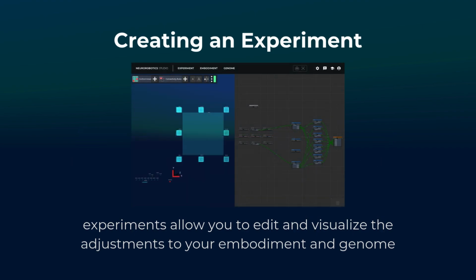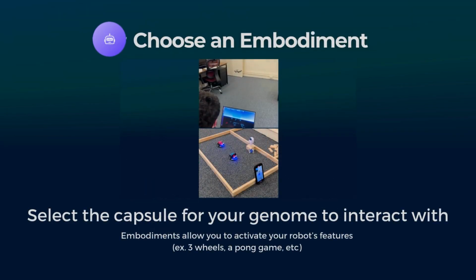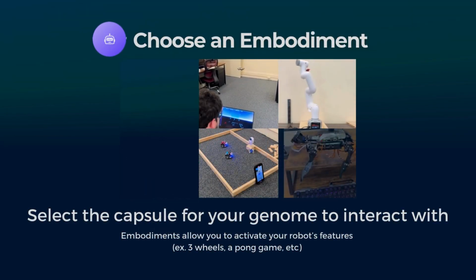You can monitor brain activities in real time and experiment with changes of behavior by making changes to the brain structure. Choose between a physical environment for tangible bodies in real life or virtual environments for digital representations online. Then, choose an embodiment for your genome to interact with.